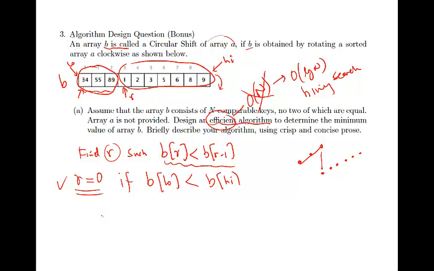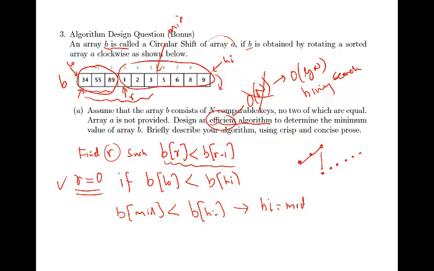Now, if that's not the case, then we should think about the following. Suppose we look at the B of mid. So compute the mid. This is what we do with a binary search type of algorithm. So take the B of mid. Suppose B of mid is less than B of high. So if B of mid is less than B of high, this means that your element R should be to the left of you, because you have an increasing sequence of things in here. So you want to look at the left-hand side of the array, and then you set the high to mid and continue this process.